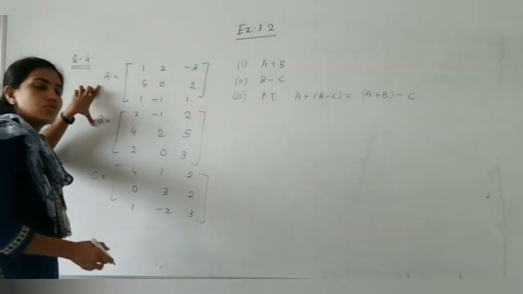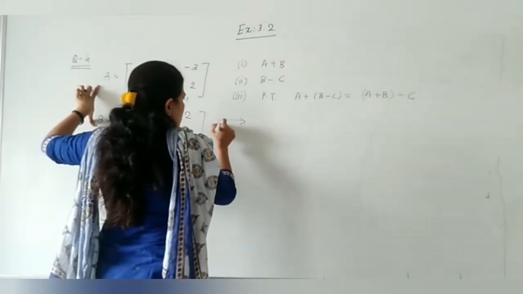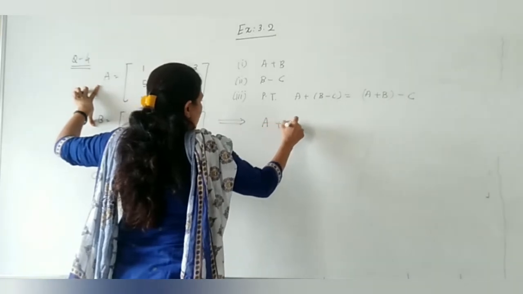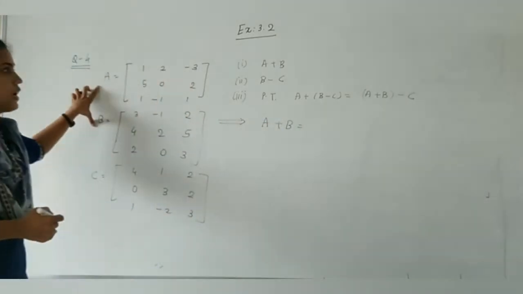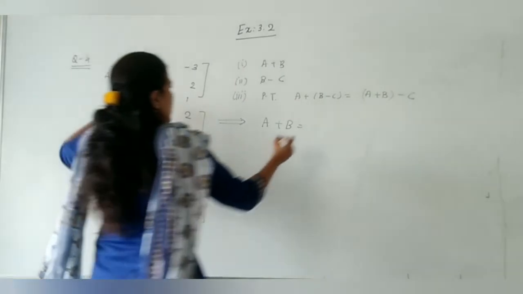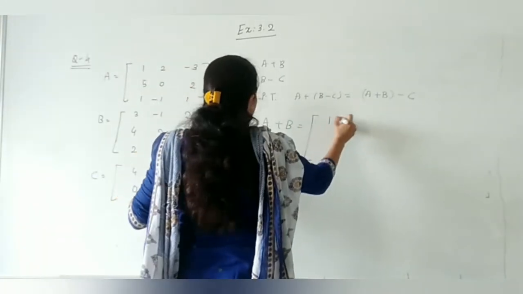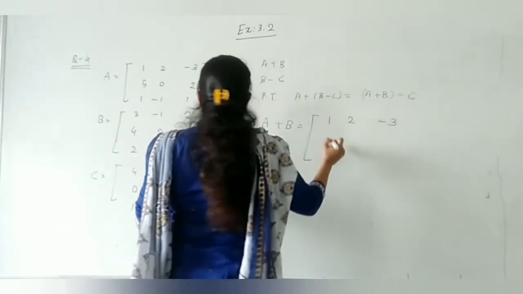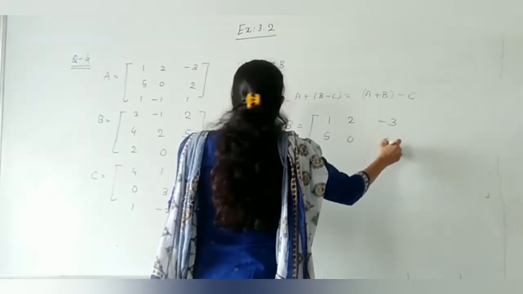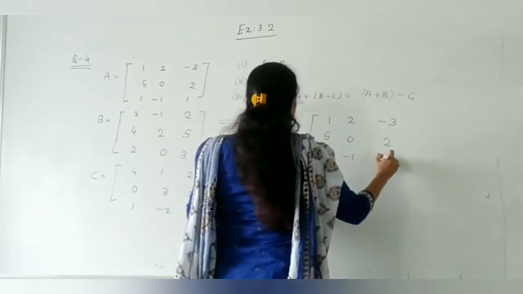First, what we have to do? A plus B. So we are starting the solution from here. First we have to find out A plus B. So A is equal to [1, 2, -3; 5, 0, 2; 1, -1, 1].